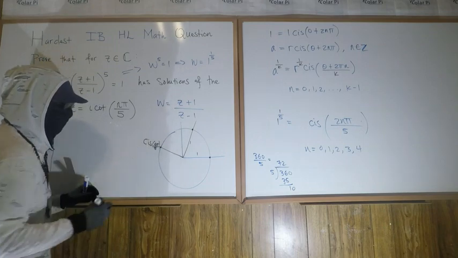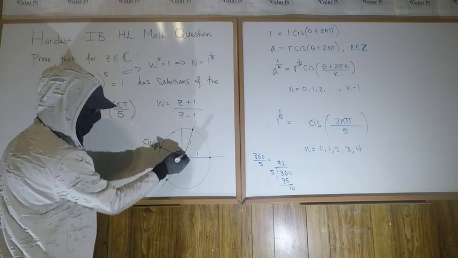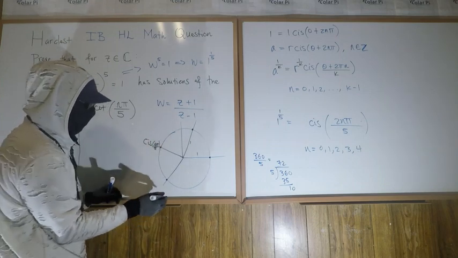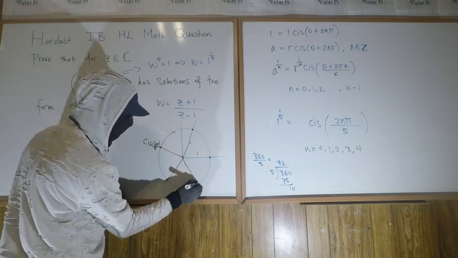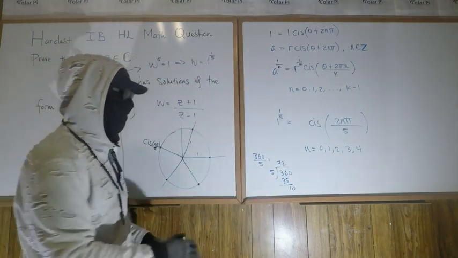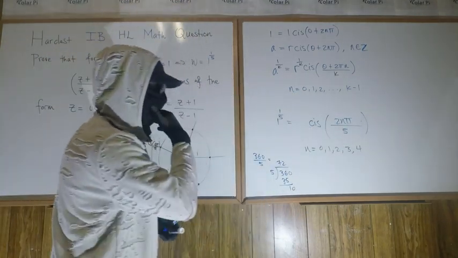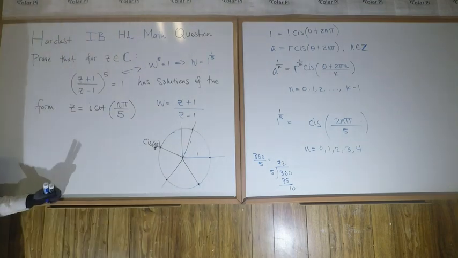I'm already doing more than I should on nth roots of unity, but there are 5 of them, spread 72 degrees apart. 1, 2, 3, 4, and so the fifth one is going to be right here. All 5 of them are captured in here, and that's again when n goes 0, 1, 2, 3, all the way to 4. Fine. How is this helpful?